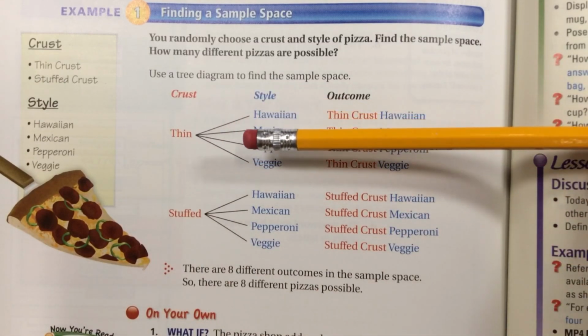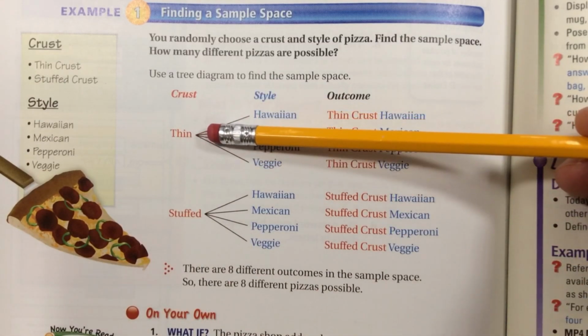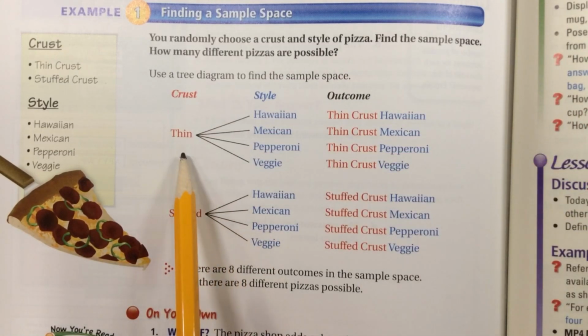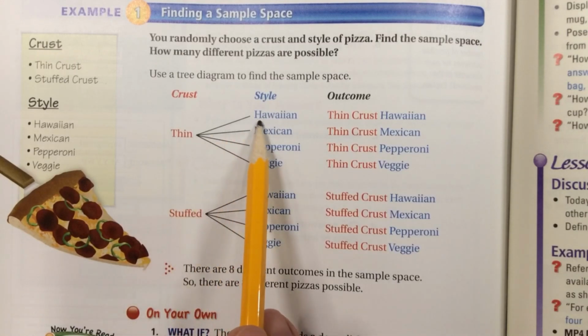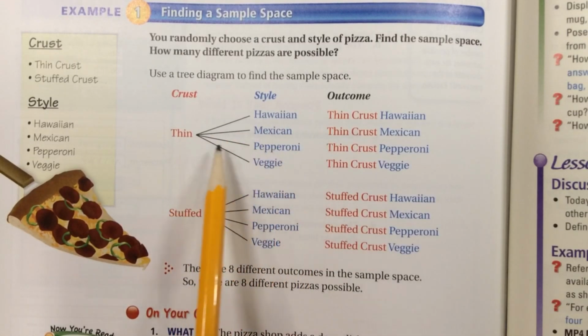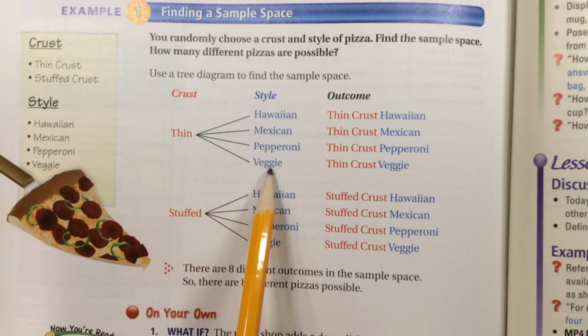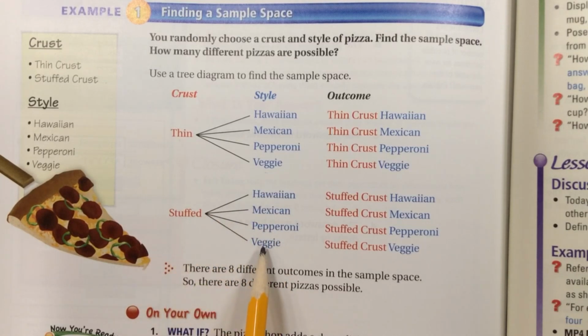Well, they're doing a tree diagram here. They started with the crusts, thin and stuffed. And then for each of the crusts, they have all of the styles. So you could have a thin Hawaiian pizza, a thin Mexican pizza, a thin pepperoni pizza, or a thin veggie pizza. Or a stuffed Hawaiian, stuffed Mexican, stuffed pepperoni, or stuffed veggie. So there are 8 different outcomes in the sample space. There are 8 different outcomes, so there are 8 different pizzas possible.